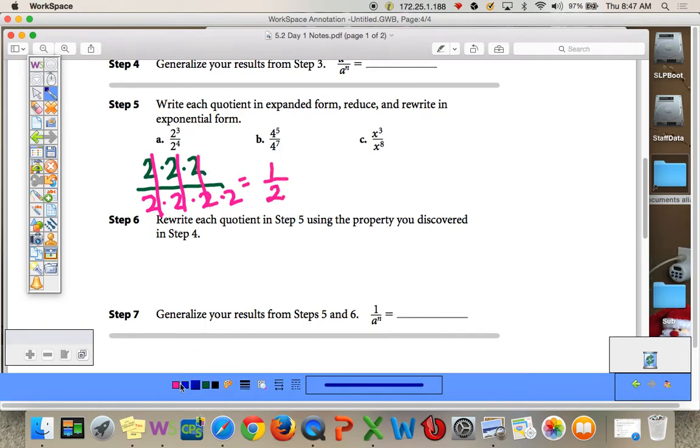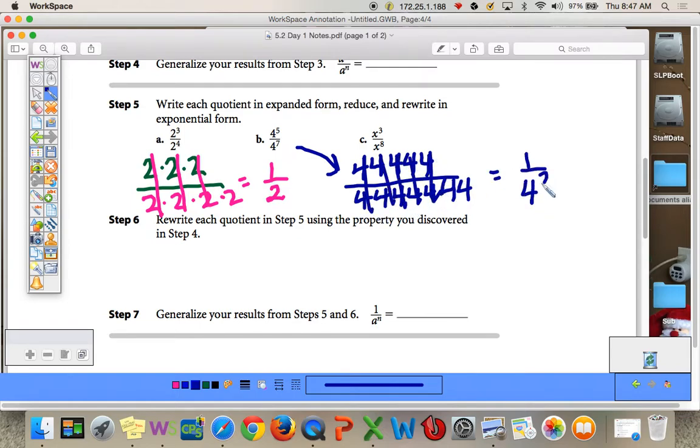Let's try the next one. We have 5 4's on top, 7 on the bottom. If you think about how many cancel, there's 5 that cancel, and we get 1 over 4 squared. How about this one? X to the 3rd over x to the 8. You would think about canceling 3 from top and bottom. If everything cancels from the top, there's a 1 there, and you would have 5 x's left on the bottom.